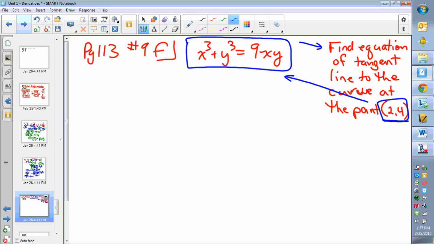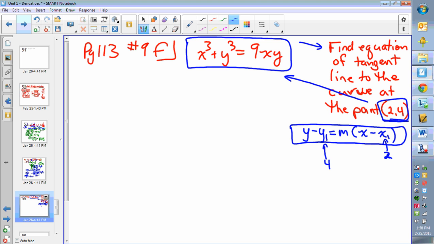How do you get an equation of a tangent line? Well, we're going to use an equation of a line formula. y minus y1 is equal to m times x minus x1. And we've already got the x and the y. The x1 is 2, and the y1 is 4. So you've got part of your points right here already. Like, you're close to the whole answer. What do you need? You need m, which is the slope of the tangent line. And how do you get the slope of the tangent line? Well, you need to take the derivative of this function. So you take the derivative.